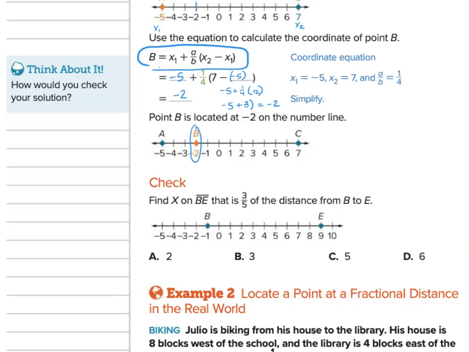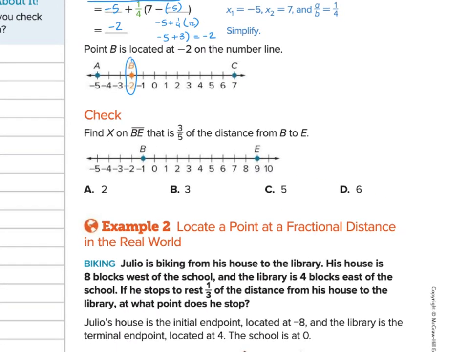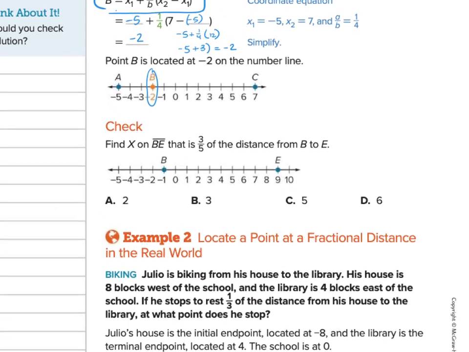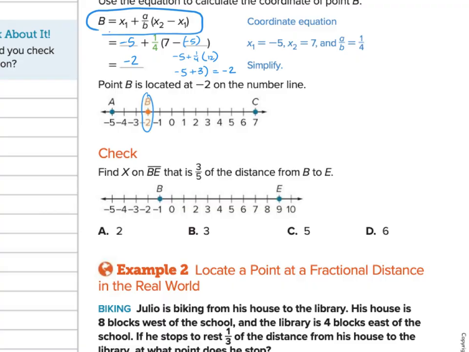So with that, find X. X on BE. So here's BE. That is 3/5 of the distance from B to E. So I have a starting point plus a fraction, which happens to be 3/5 of the distance between my two points. There you go. So plug your values in. X1, X1, X2. We started at -1.